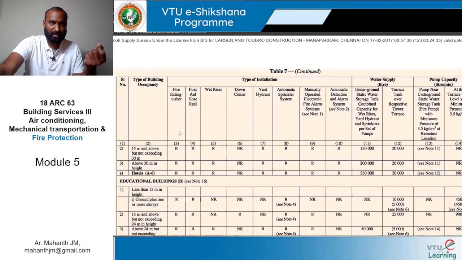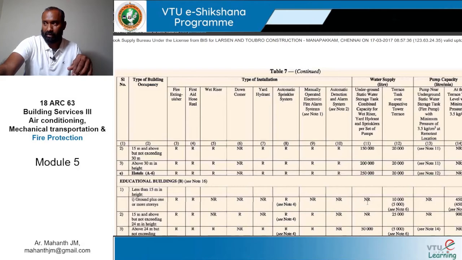Under which they say fire extinguisher, there is R, right? Which is nothing but required. First aid hose reel, they say required. Wet riser, not required. Downcomer, not required. Yard hydrant, not required. Automatic sprinkler system, they say is required, but they also want us to see what note 4 is.